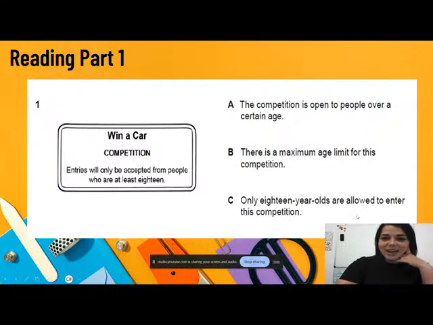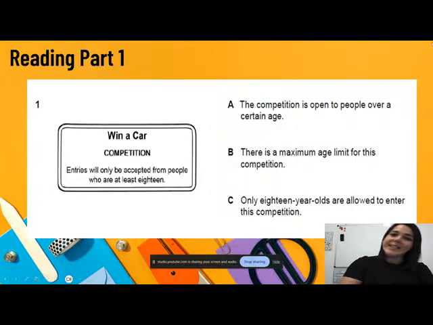Thanks, Robin. Good guess. You might be right there. All right, so we can eliminate C, as Robin said. Only 18-year-olds are allowed to enter this competition. That's not the answer, and we know it's not the answer because it says here only 18-year-olds. In the text, we have at least 18, which suggests a minimum age. So we can eliminate C.